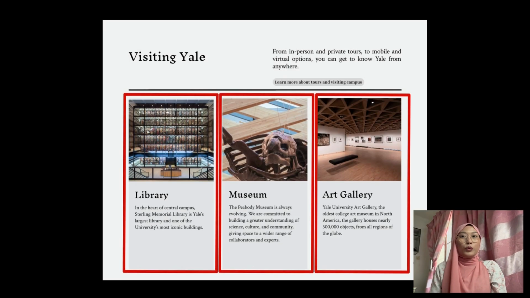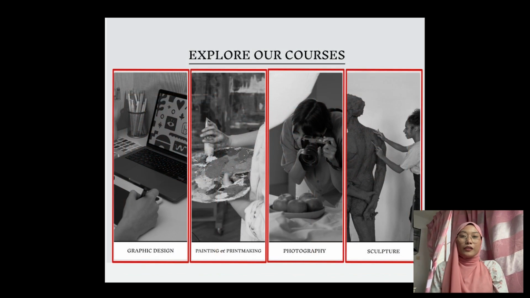As you can see here, we use the law of proximity, which suggests that elements placed close to each other are perceived as a group. The 3 elements that we use here, library, museum, and art gallery, are placed close to one another, creating the perception that they belong to the same category. They are grouped together visually and are related in the context of visiting Yale. As for the Explore Our Courses section, the images of different art courses, graphic design, painting and printmaking, photography and sculpture, are grouped together with close spacing, which makes us perceive them as related items in one category.